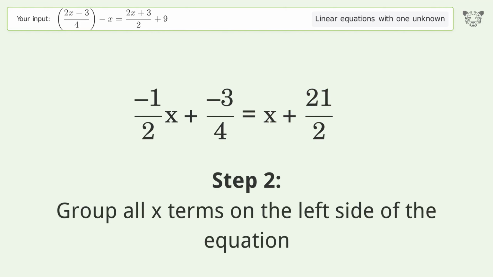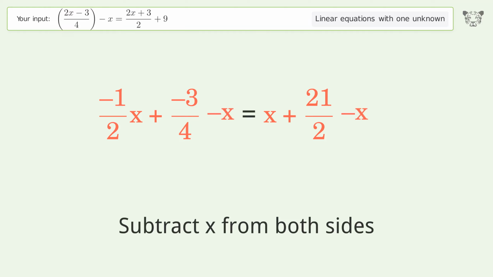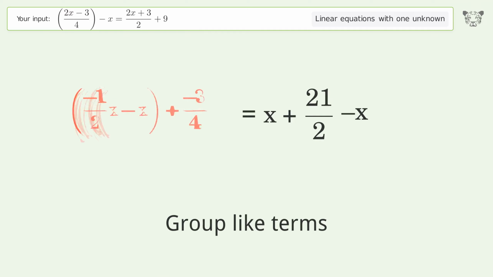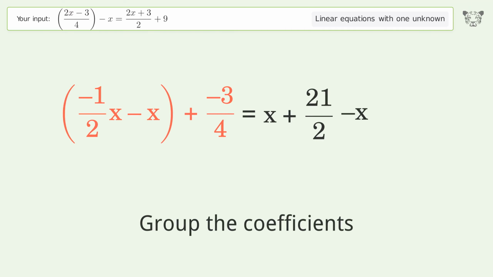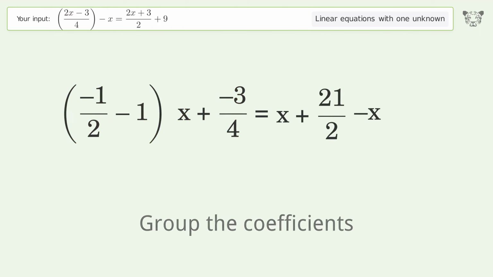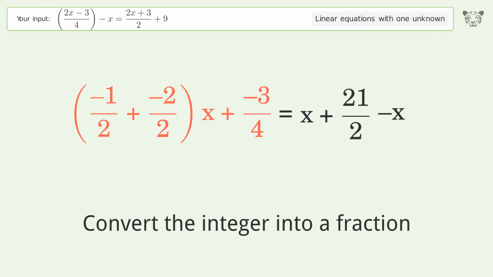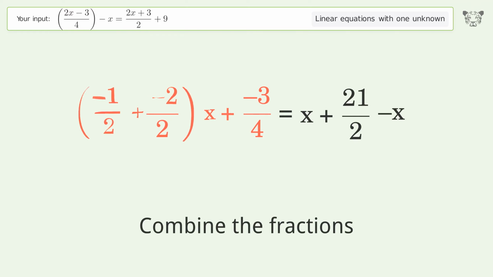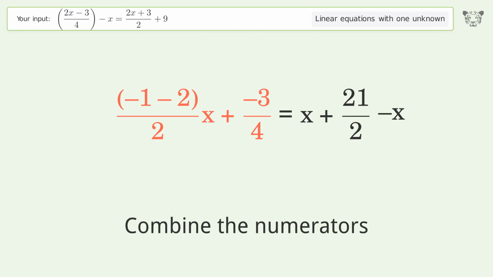Group all x terms on the left side of the equation. Subtract x from both sides. Group like terms. Group the coefficients. Convert the integer into a fraction. Combine the fractions. Combine the numerators.